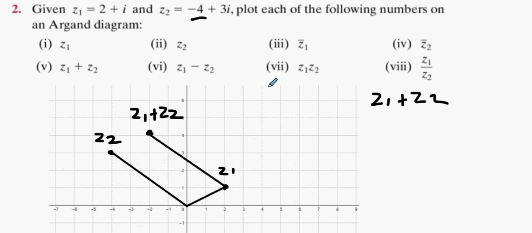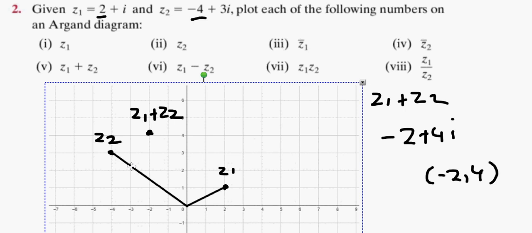You could just add them together, couldn't you? What's 2 take away 4? And then what's i plus 3i? Does everybody see it's at the point minus 2, 4? We all good with that? Alright. So that's what happens when you add them together. It just means you do one of them followed by the other one. Okay. Conjugates are really handy as well. So I'm going to do the conjugate of Z1 and the conjugate of Z2 in a second.